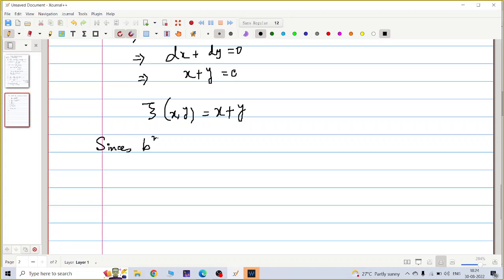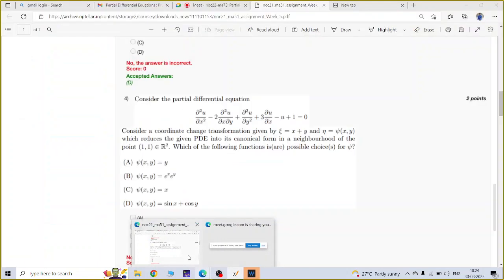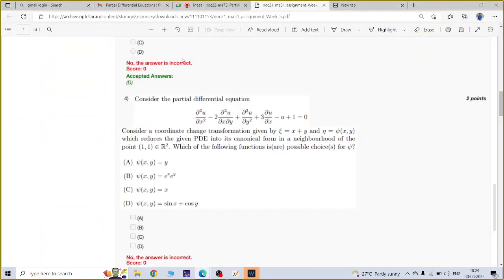Since this one is equal to 0, there is only one family of real characteristic. Anyone, can you unmute and tell me what will be the condition for that?